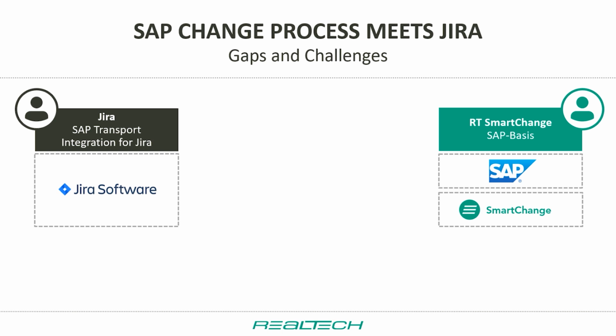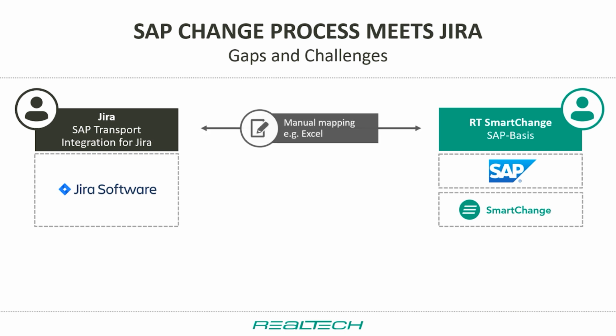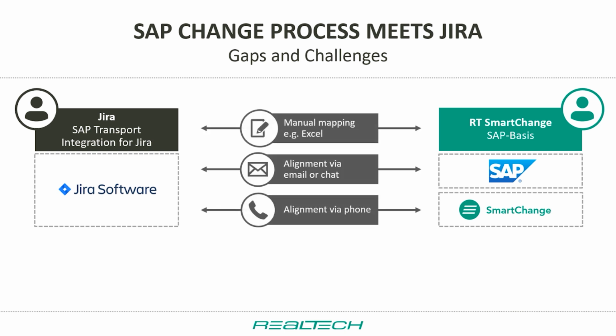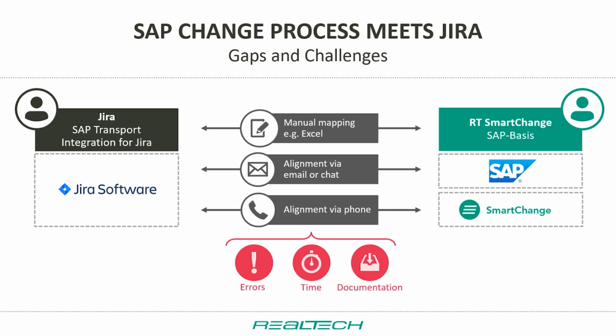Managing SAP transports by hand can be tedious, and when changes are organized with third-party tools like Jira, aligning Jira issues with SAP changes becomes even more complex. REALTECH's SAP integration for Jira offers a seamless solution to these challenges, minimizing errors, time, and manual documentation efforts.